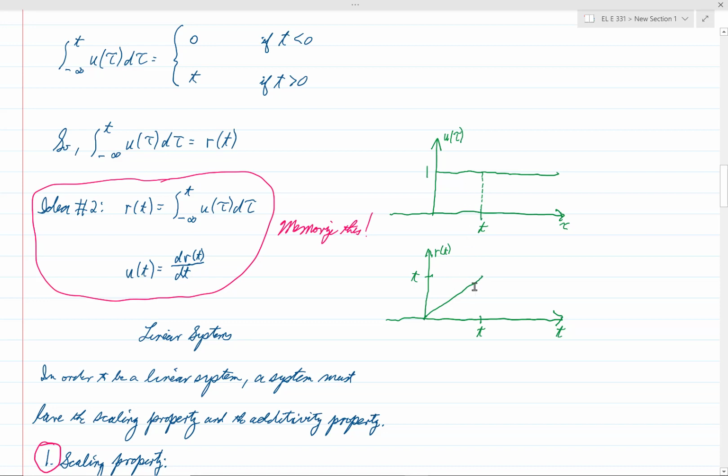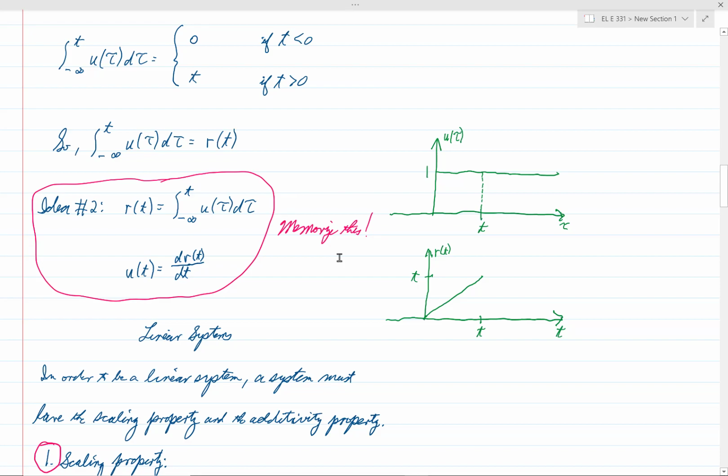So this value gives you the area that is under this curve up here, for any value of t, it will work out. So either way you wish to do this, you come up with the same conclusion, which is that r of t is the integral from negative infinity to t of u of tau d tau, which is the same as saying that u of t is dr of t dt. So this second idea is also something that's very important and that you need to memorize.